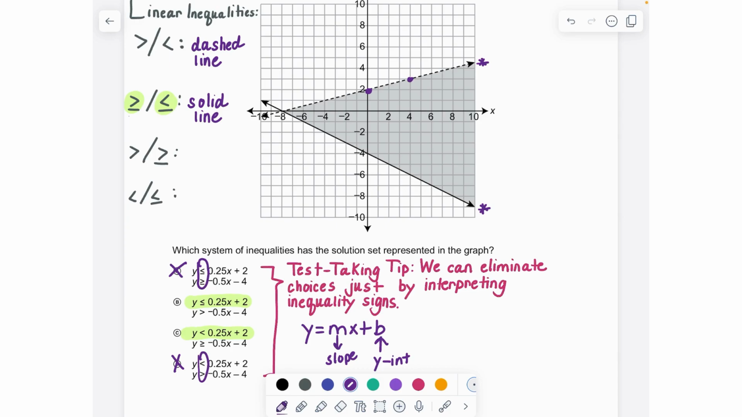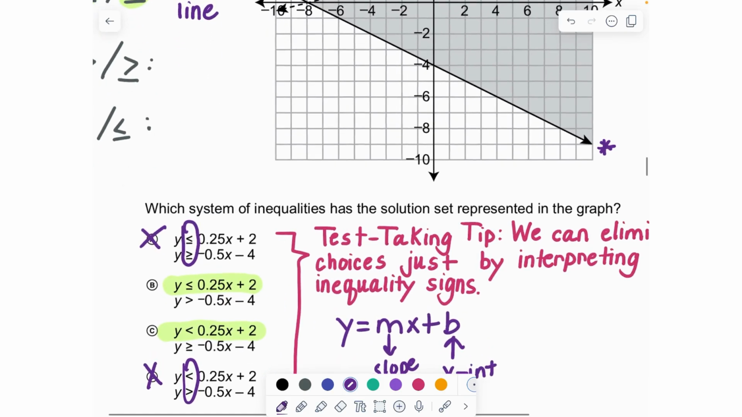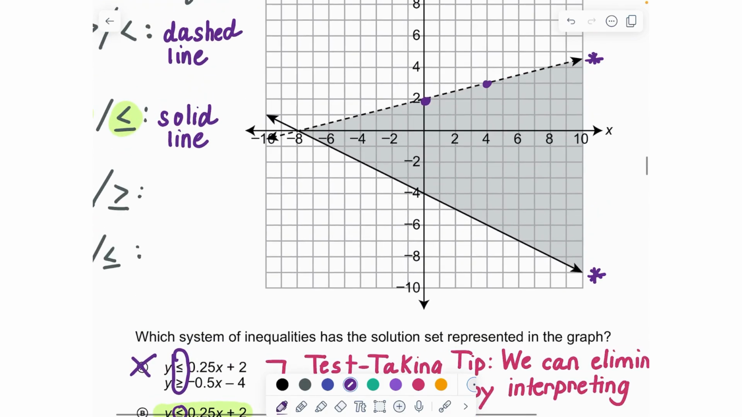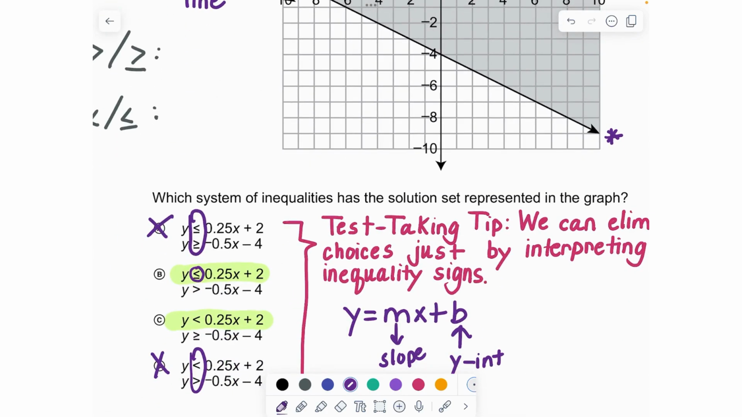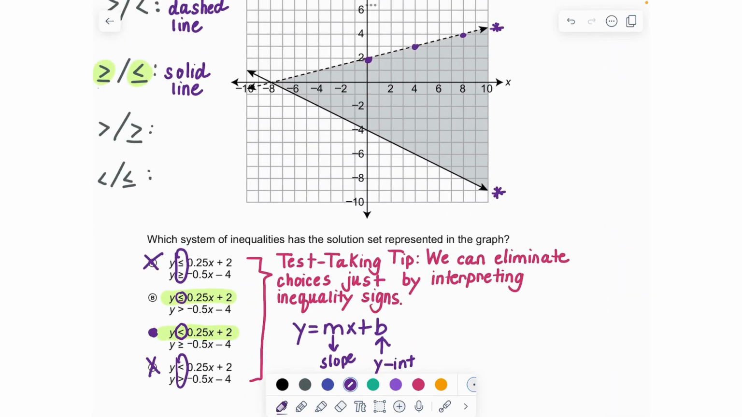Now notice it's a dashed line. So I don't even need to care about how I'm shading, because this choice B tells me that the line that I just connected the dots for should be solid. And choice C says it should be a dashed line. And so C is my winner because I see that y equals 0.25x plus 2 is a dashed line. So it should match with my choice C inequality.